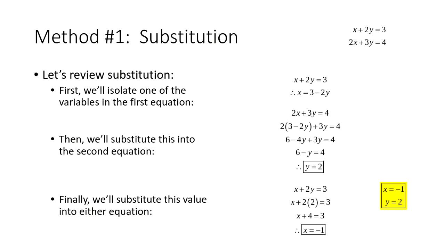So if you look here, let me use my little mouse pointer. Okay, so here's my system of equations. And we'll take this first equation right here and we'll isolate one of them. So when I say isolate, I mean x equals something. So x equals 3 minus 2y. That's just me taking the 2y and moving it on over to the other side.